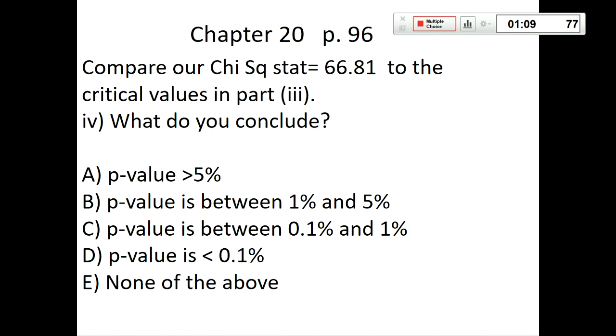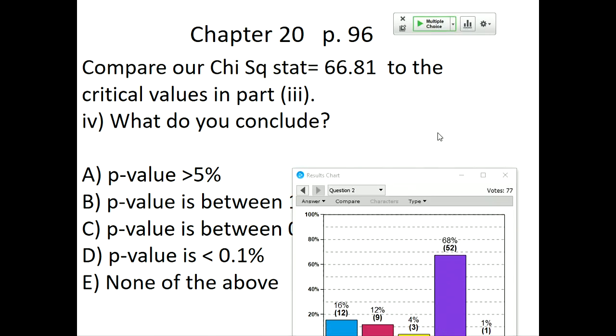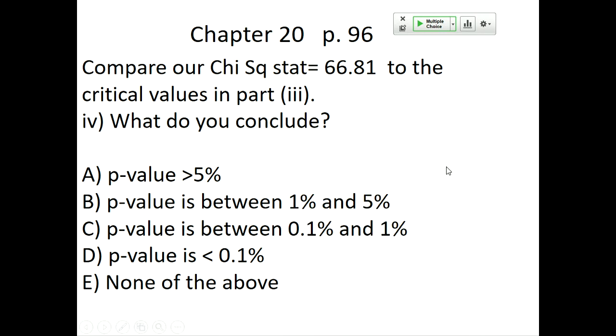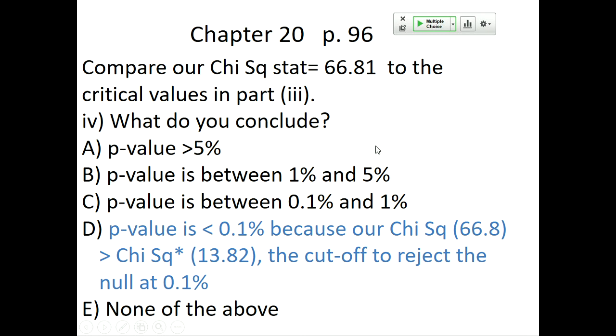Okay, can we stop this? Is everybody done? All right, and so the answer is D. Good. Most people got that. Okay, so the p-value is less than 0.1%, because our chi-squared of 66.8 is much bigger than the chi-square critical value of 13.82. That was the cutoff to reject the null at 0.1%.